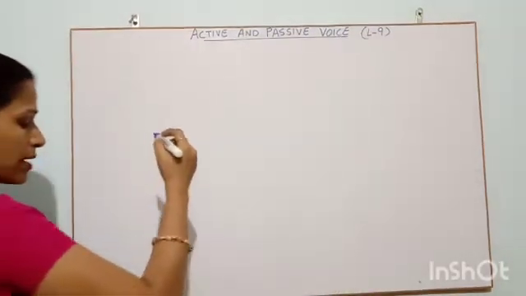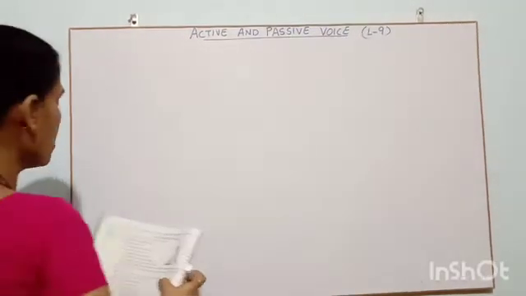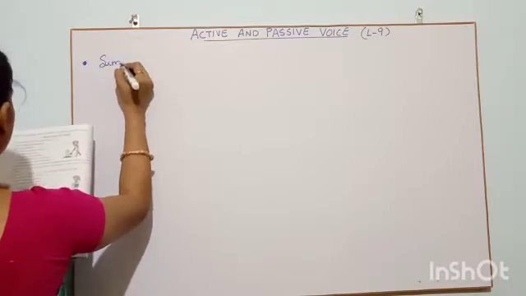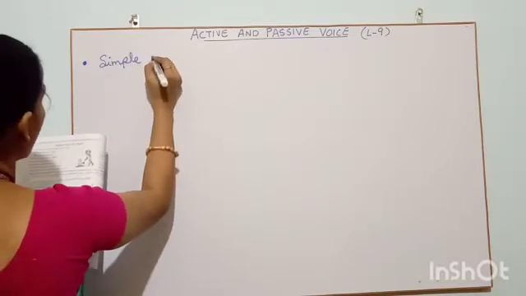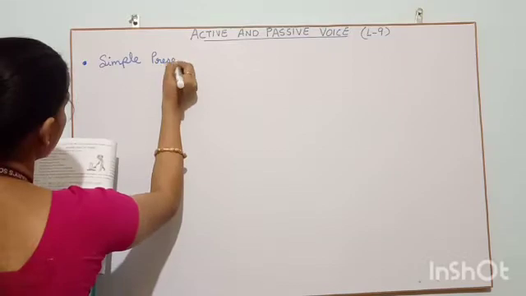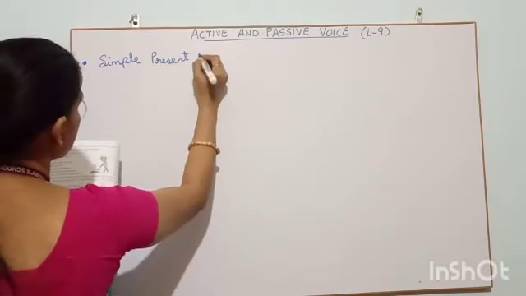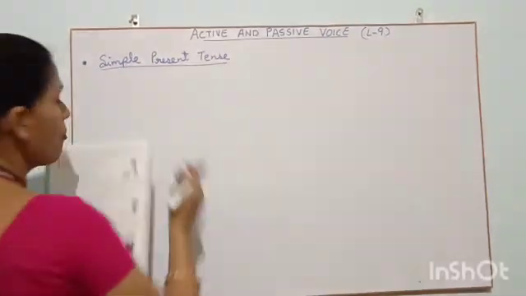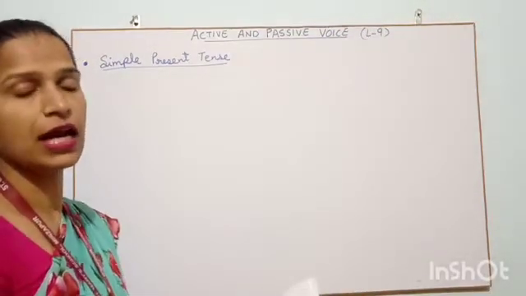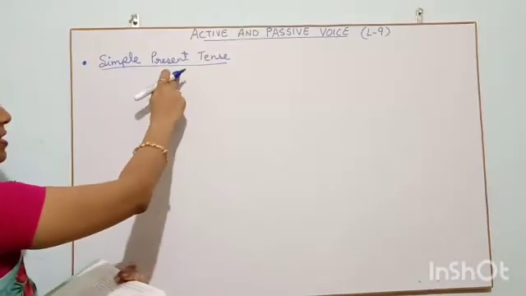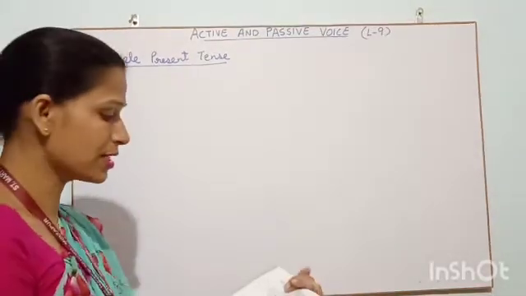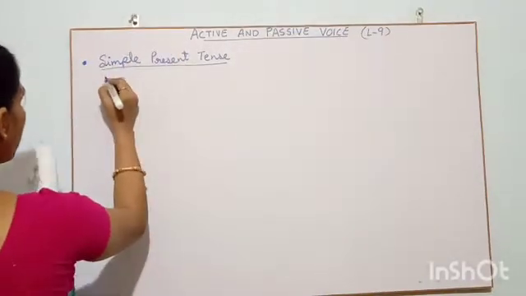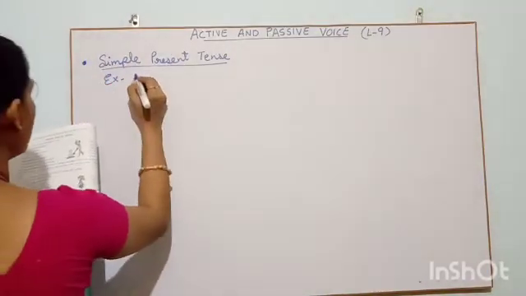When I am talking about passive voice of tenses, firstly we have simple present tense, okay? This can be said as present indefinite tense also. Simple present tense can be said as present indefinite tense. Now, I will be writing one example for you so that I can explain this.